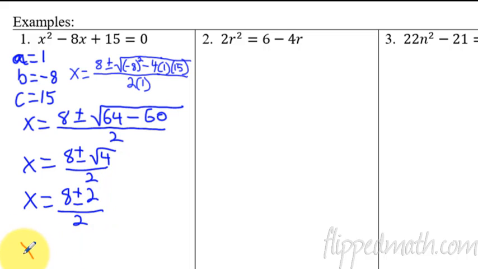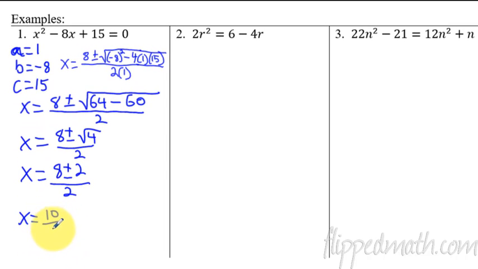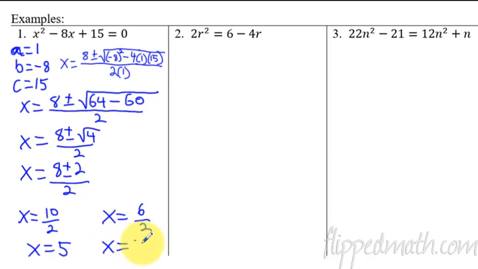So x equals, switch back to blue. There we go. 8 plus 2 is 10 divided by 2. And x equals, now we do this subtraction. 8 minus 2 is 6 divided by 2. So my final answers are x equals 5 and x equals 3.